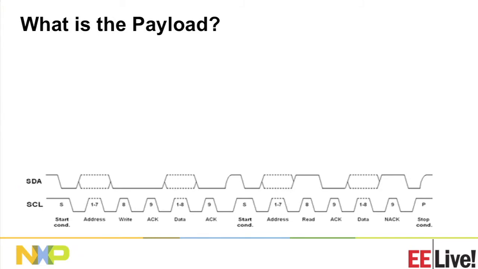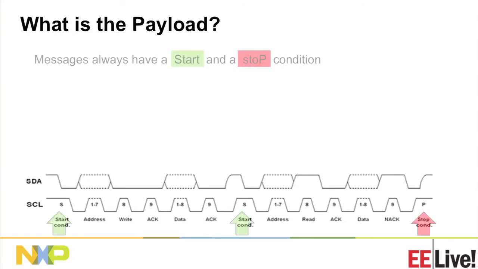So what of all of this effort is the payload? And here's a little diagram that will show you that the message always has a start or a stop condition. The green arrows represent a start. The red represents a P condition or a stop. So we can say by observation this is a 2-byte message. So this is a case where the master transmitted an address, the slave acknowledged the address, and it transmitted a piece of data, and then it stopped because it had finished with the bus.